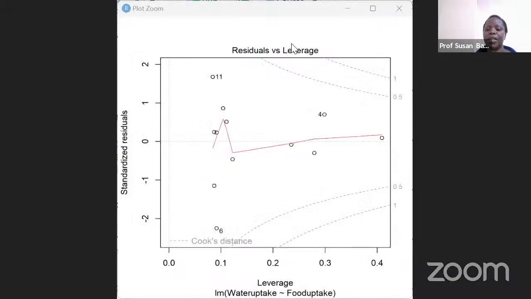So there we are. I hope this is visible. Residuals versus leverage. We see these black dotted lines at the bottom and also at the top. In case any value lies above these dotted lines, then that value is denoted an outlier. We see that all these values are below the dotted lines.